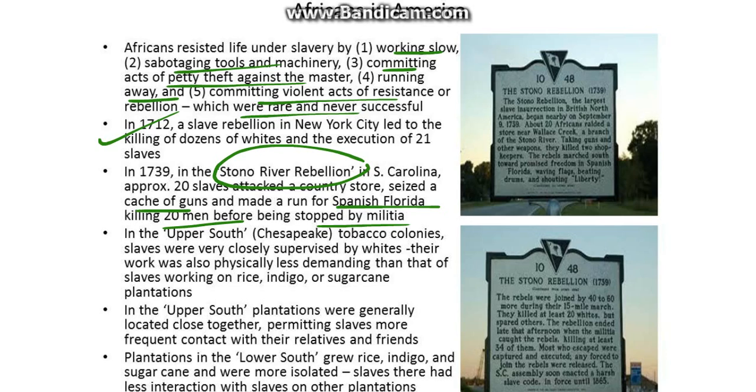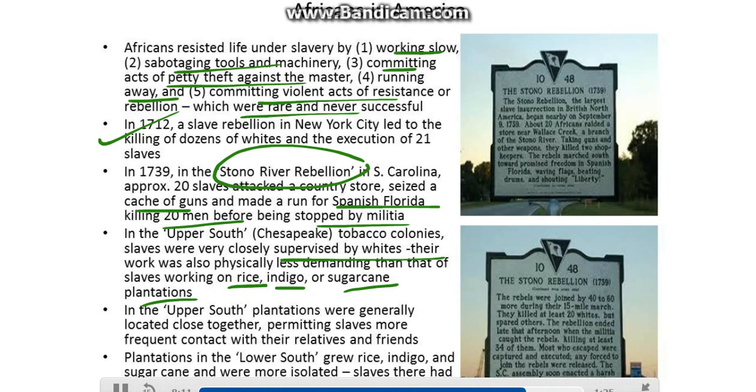In the Upper South, in the Chesapeake tobacco colonies, slaves were very closely supervised by whites. Their work was also physically less demanding than that of slaves working on rice, indigo, or sugarcane plantations. In the Upper South, plantations were generally located closely together, permitting slaves more frequent contact with their relatives and friends.